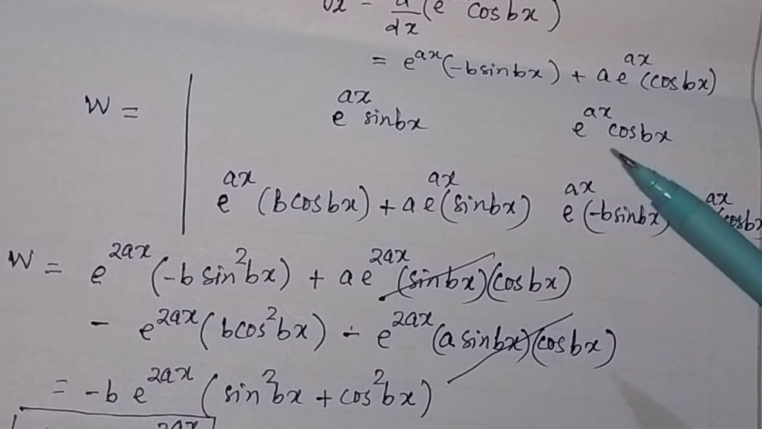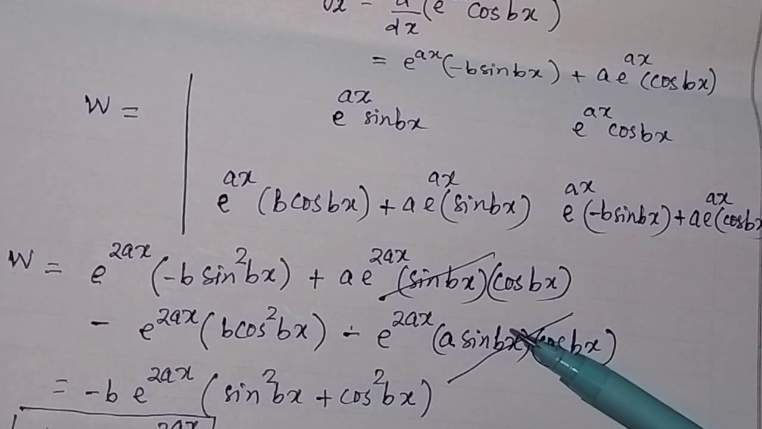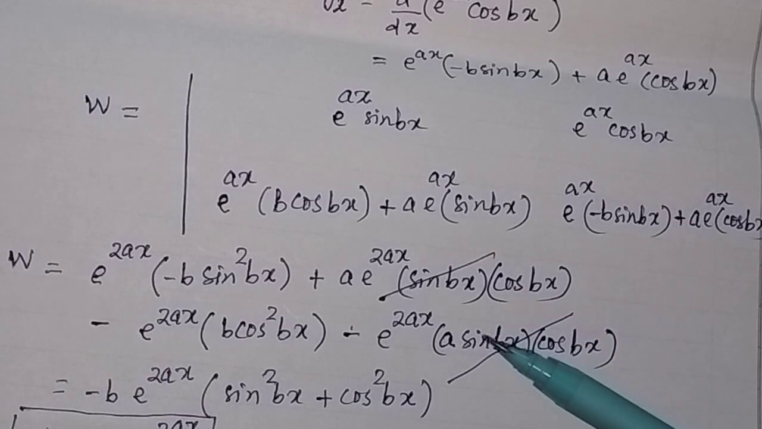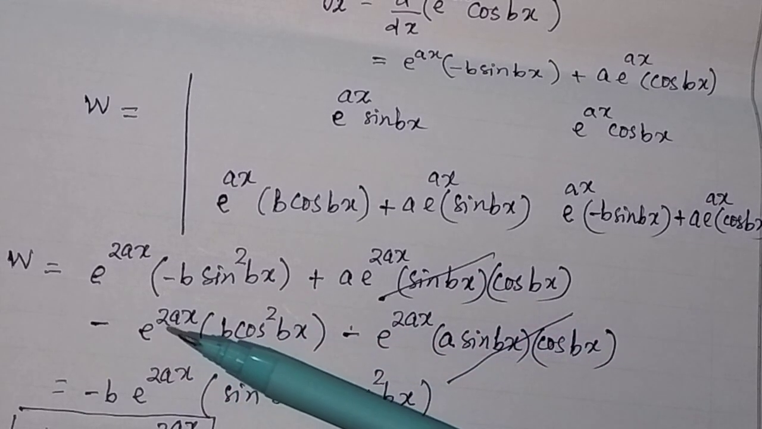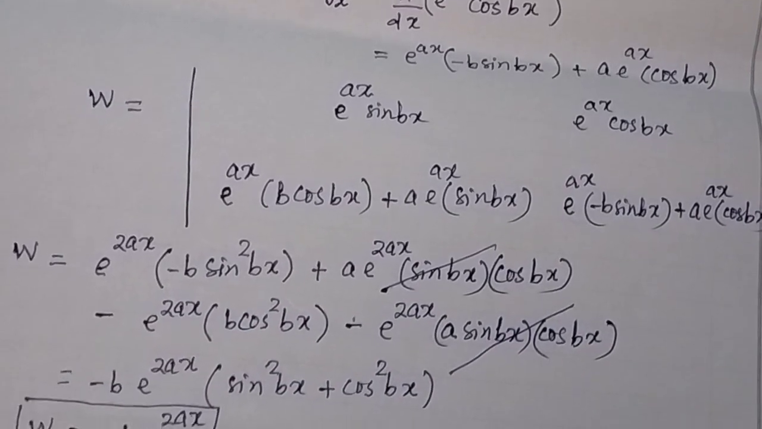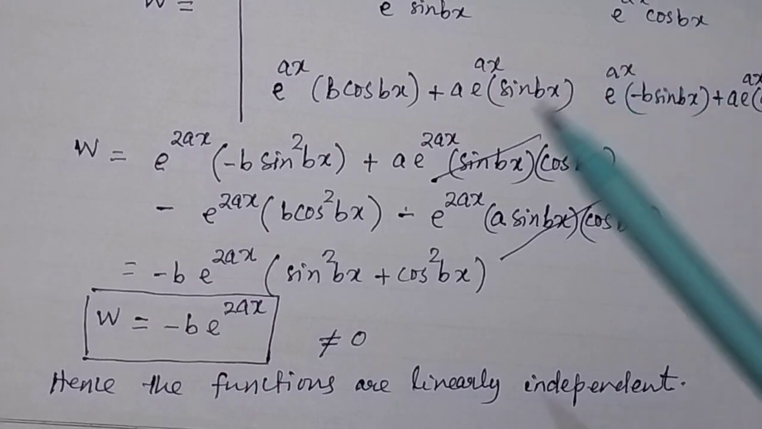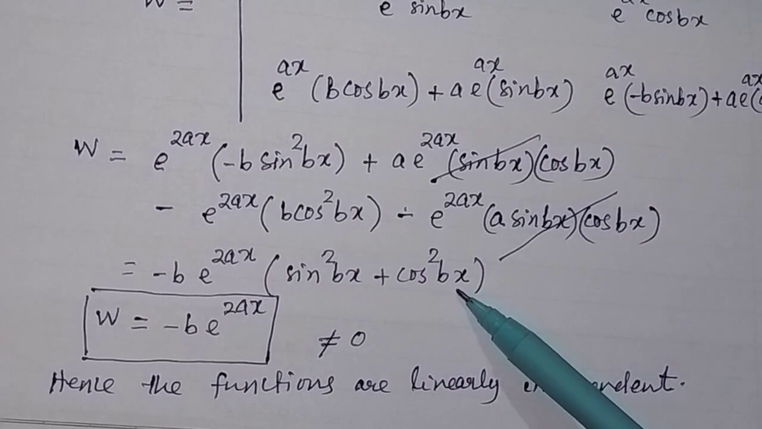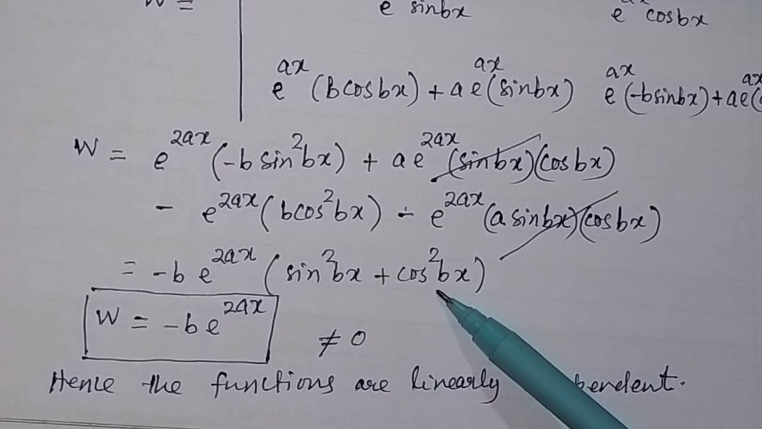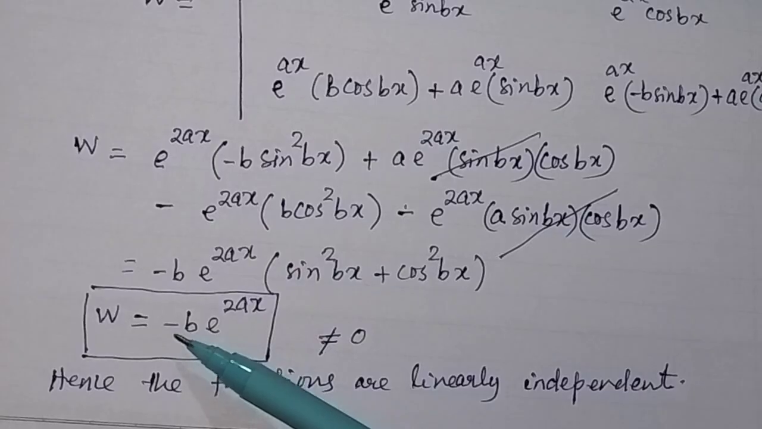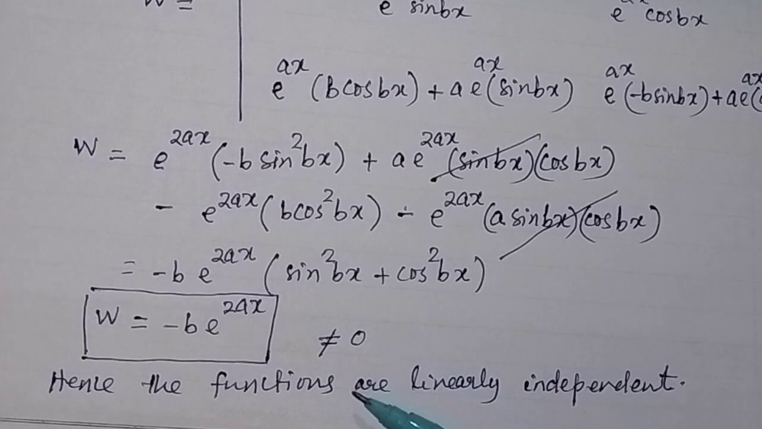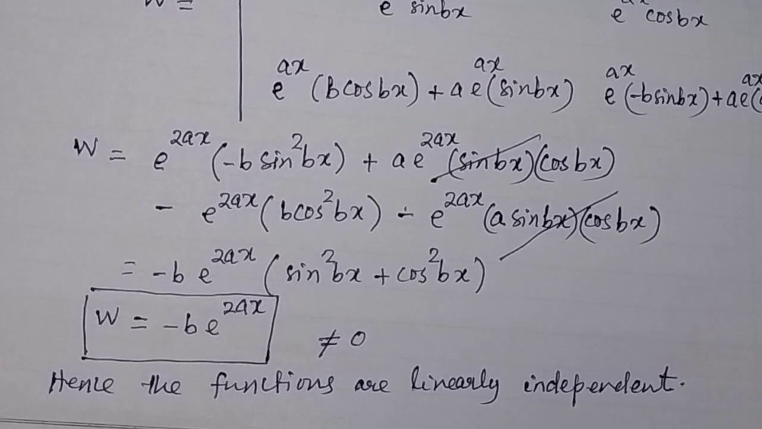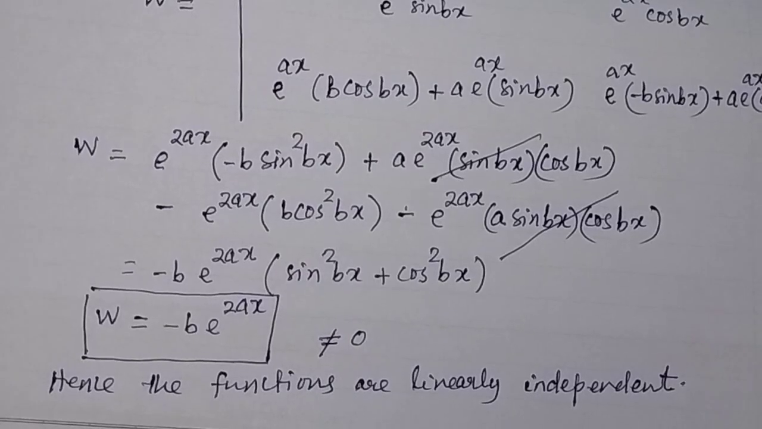Here you have sin bx and here you have cos bx, and these two terms are the same. This is plus and this is minus, so they will cancel, and from the remaining two terms you take common e to the power 2ax. In the bracket you have sin square bx plus cos square bx, which is equal to 1. So the Wronskian will be equal to minus b e to the power 2ax. So the Wronskian is not equal to 0. Hence the functions are linearly independent, or the solutions of the differential equation are linearly independent.